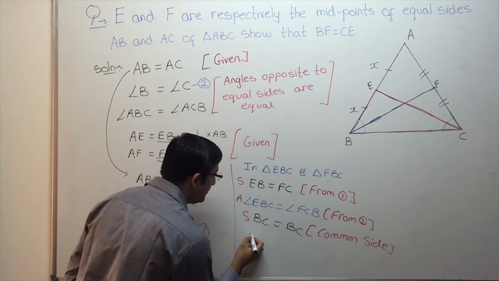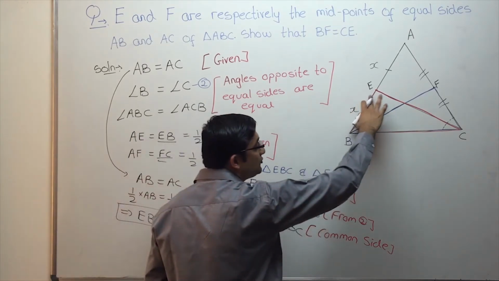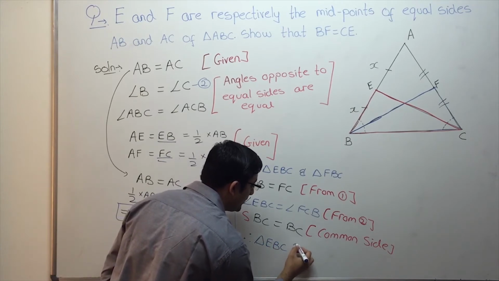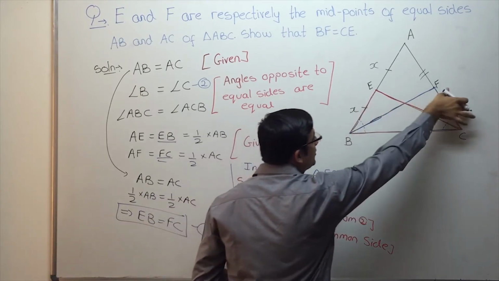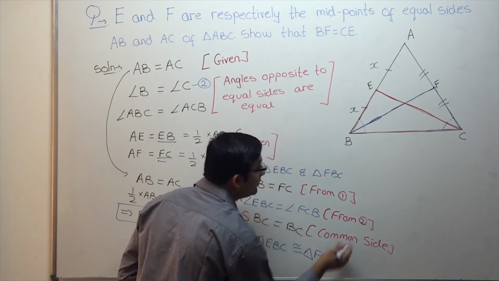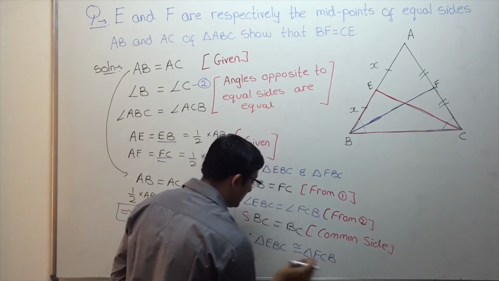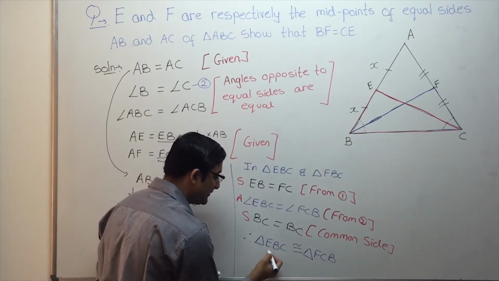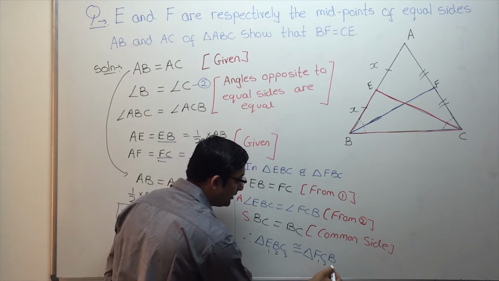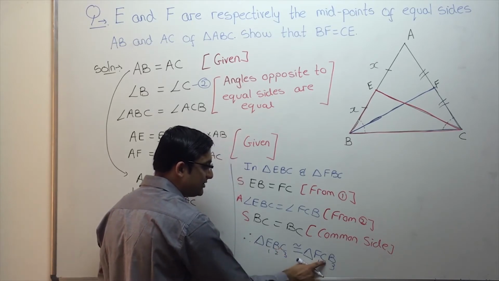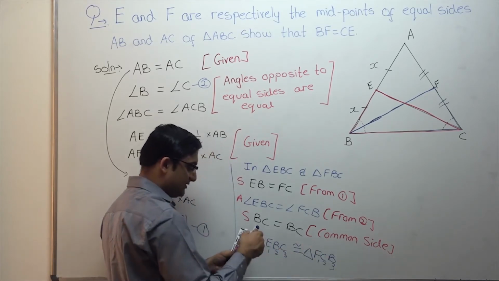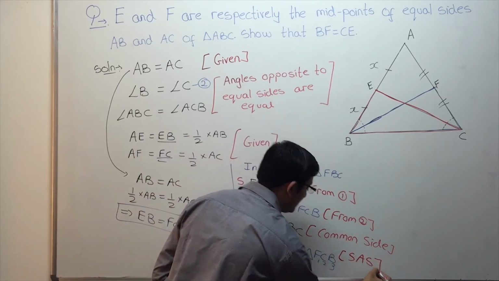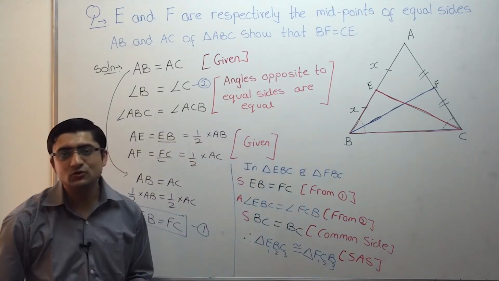So therefore, now how do we write the congruent statement? Triangle EBC is congruent to triangle. See, EB corresponds to FC. So FC, what remains? B. And BC corresponds to BC. Angle B is equal to angle C. That is 1, 2, 3, 1, 2, 3. So 2 corresponds to 2. B is equal to C. EB is equal to FC. BC is equal to BC. Right? What is the criteria we've used? SAS. So by SAS criteria, the two triangles are congruent.